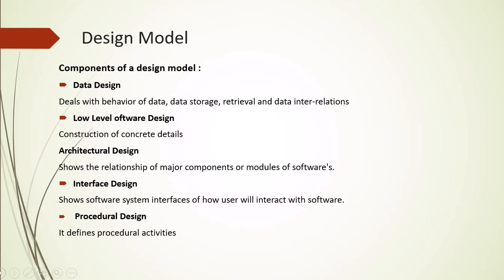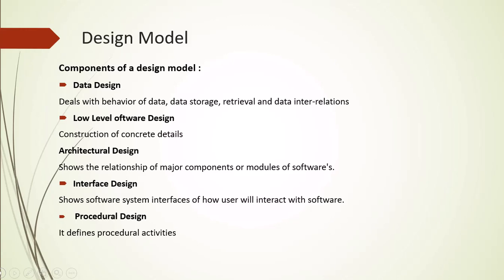And then architecture design. Architecture design shows the relationship of the major components or modules of the software. Architecture design shows the structure, the plan of the modules, components, and their association together. And then on top of architecture design is the interface design, which shows software system interfaces of how the user will interact with the software. So user needs attractive, easy interfaces through which users can interact with the different components.